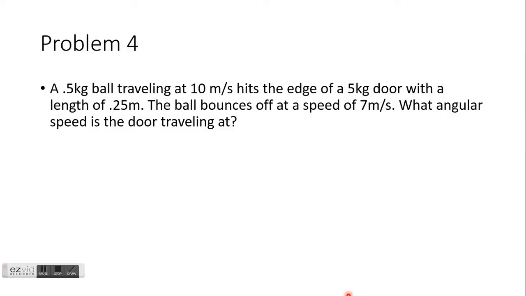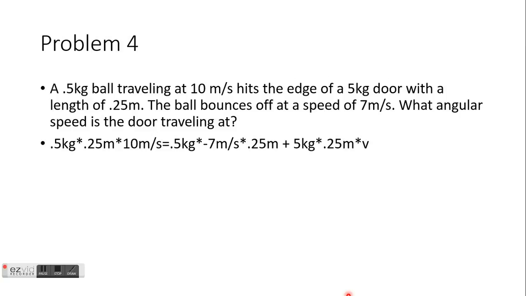Problem 4, last problem. A 0.5 kilogram ball traveling at 10 meters per second hits the edge of a 5 kilogram door with a length of 0.25 meters. The ball bounces off at a speed of 7 meters per second in the opposite direction because it's bouncing off. What angular speed is the door traveling at?